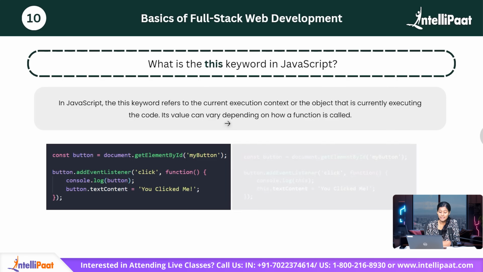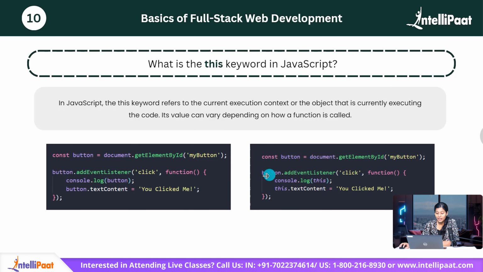But if you bring the this keyword into the picture, instead of putting the button there, you can directly put this. This particular this here is going to be confusing. This is referring to this button, that is, it's referring to itself. The this keyword is used inside the function to refer to the calling function itself.